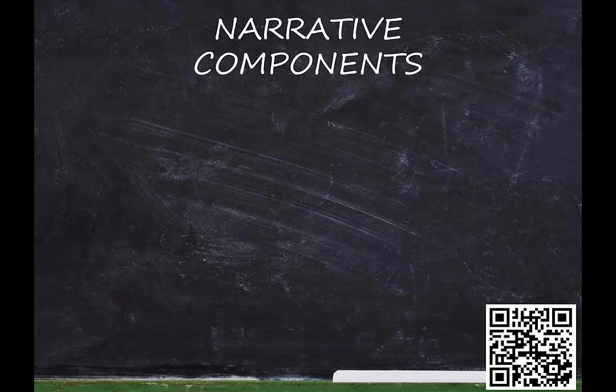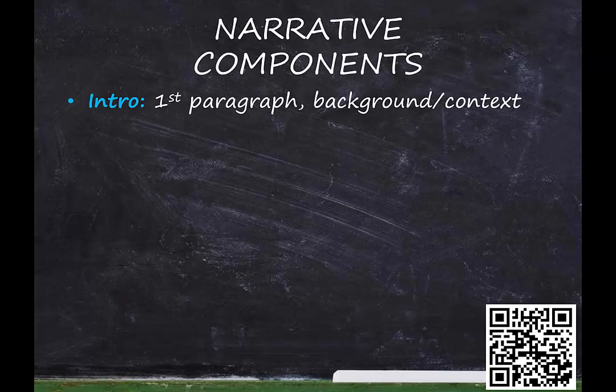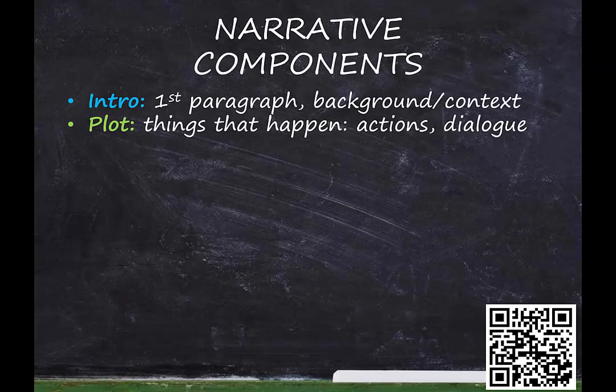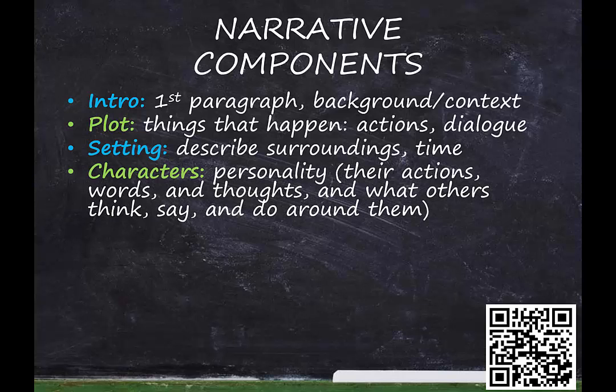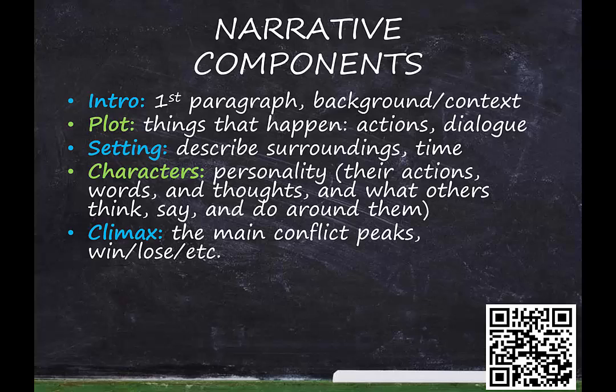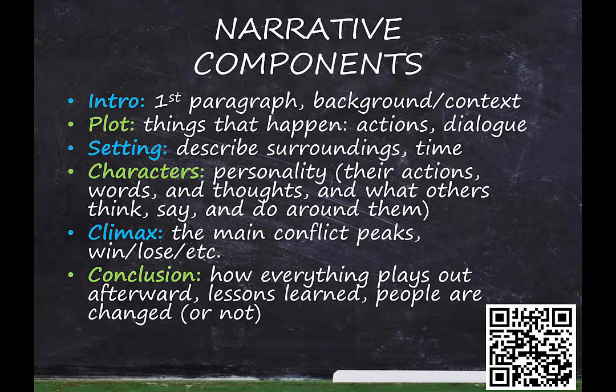The Purdue Online Writing Lab reminds us that a narrative needs certain components: an intro, some background or context, plot, stuff that happens, setting, a description of the time and place, characters, their personalities, a climax, where the main conflict peaks and we learn who wins or loses or whatever, and a conclusion, where all the loose ends are wrapped up, we see what lessons are learned, and characters might be changed by what happened in the story. So we need to make sure that any narrative we write contains all of these elements.